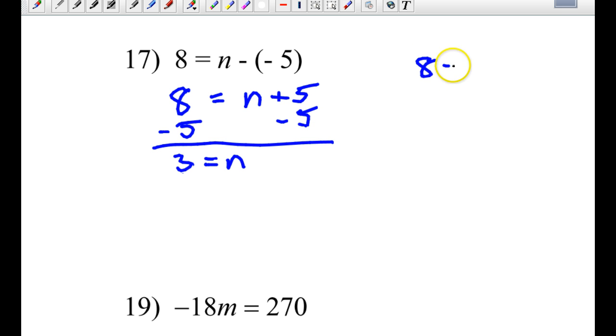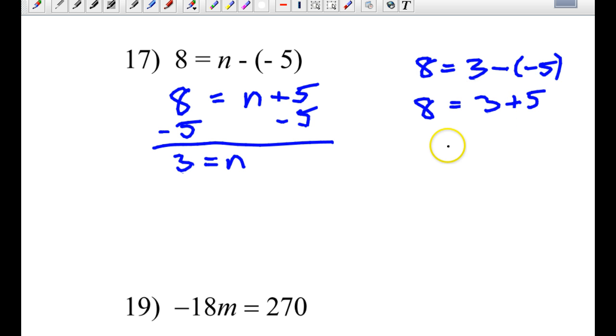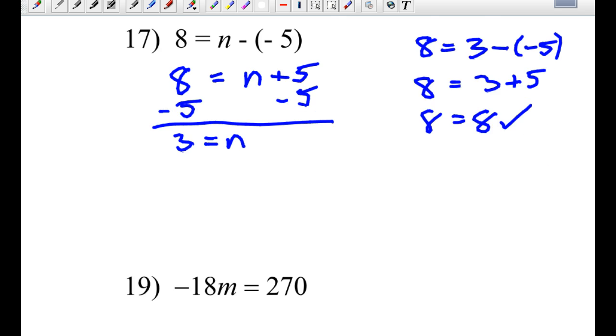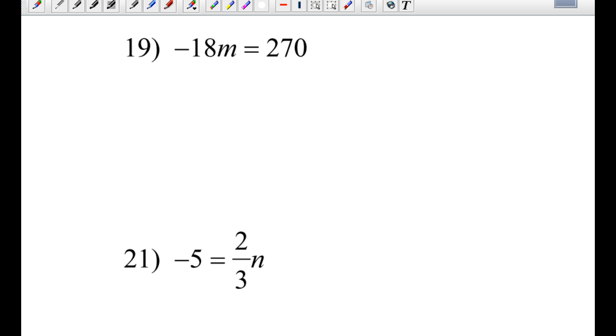And of course, check: 8 equals 3 minus a negative 5. 8 equals 8. Answer is correct. The numbers match. Numbers match, you're correct. A few more.